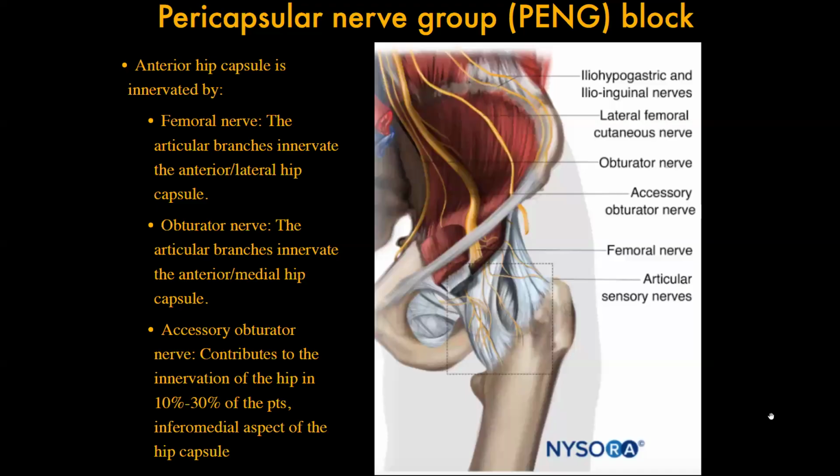All right, so the anterior hip capsule is innervated by the femoral nerve. The articular branches innervate the anterior lateral hip. The obturator nerve, the articular branches innervate the anterior medial hip, and the accessory obturator nerve contributes 10 to 30% in the inferior medial aspect of the hip capsule. Right, and this is your lane, so this is what you need to know. Like surgeons have their lane, nephrologists have their lane. You need to know this. If you're going to be sticking a needle in there and doing a PENG block, you should know this. So take a look at these fibers. These are what you're blocking.